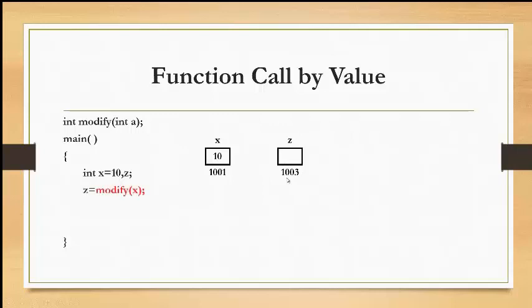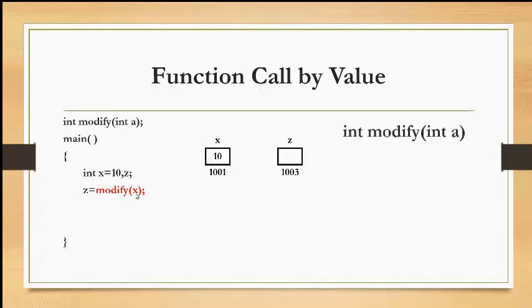So in the next statement I have an assignment statement, that is z = modify(x). So modify(x) indicates a function call. So we try to pass one input argument to the function modify, and that particular value is getting passed in the variable name x.